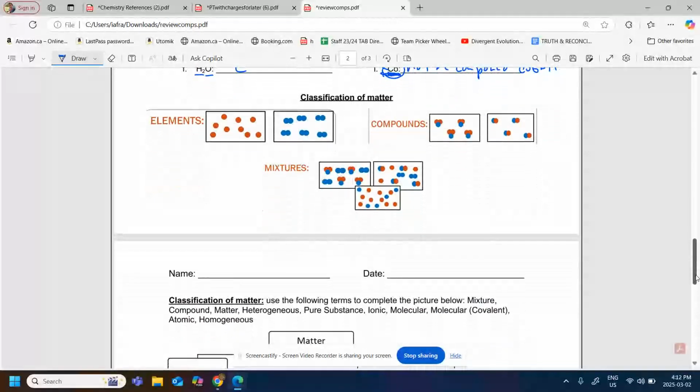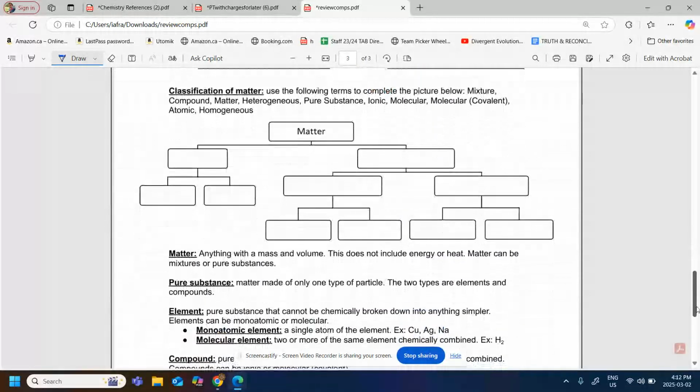In this video, we're going to do a quick review of the classification of matter. You saw this in grade 9, but we'll quickly review it in grade 10 so you understand where we're going with chemistry. Remember that matter can be divided into two things. It can be divided into pure substances and mixtures.